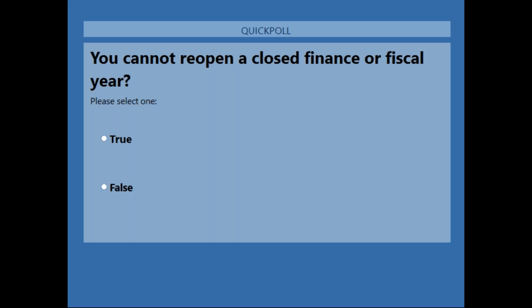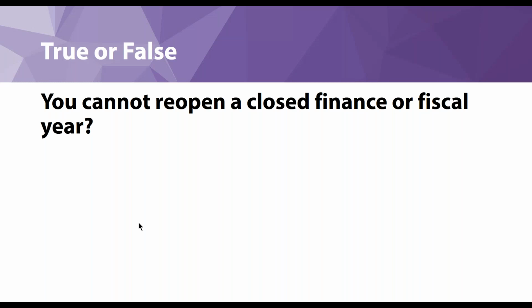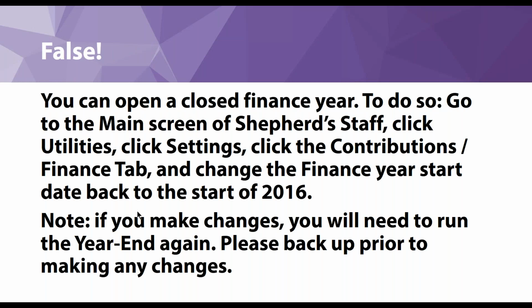Okay, it looks like everybody has voted. I will close the poll and share the results. We had a split decision. We had 25% say true and 75% say false. Let me hide the results and share the answer. The answer is false. You can open a closed finance year.